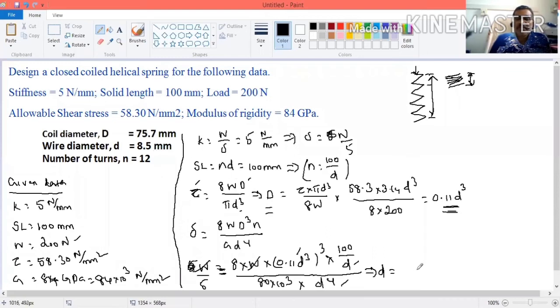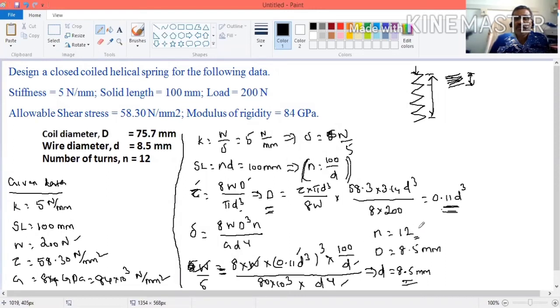So diameter is coming 8.5 millimeter. Now you substitute the value of d in this equation. Here we have capital D is equal to 0.11 times d cube. So if you substitute small d in this equation, you can get capital D. Capital D is equal to 8.5 millimeter. Then you can find n. Here we have an equation, n is equal to 100 by d. Small d we have 8.5. If you put 100 by 8.5, then you will get n is equal to 12.